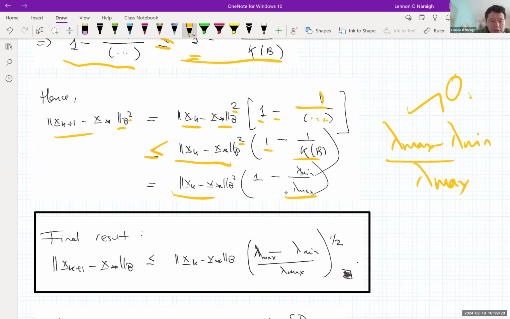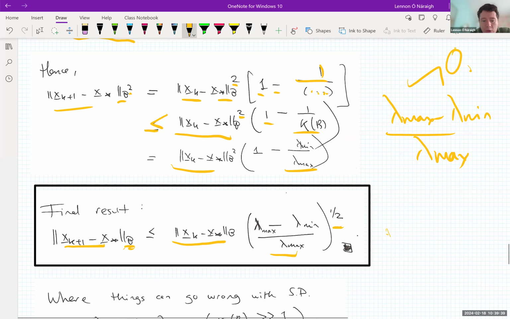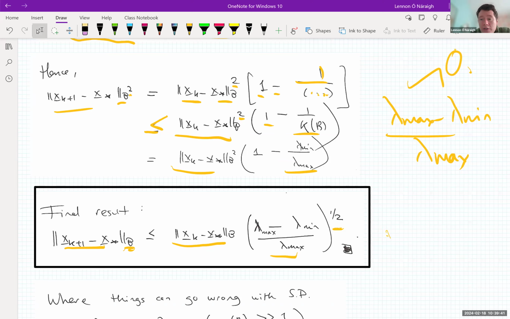And this gives me my final result. I just take square roots. So the B norm of xk plus 1 minus x star is less than or equal to the B norm of xk minus x star times this shrinkage factor. And the shrinkage factor is lambda max minus lambda min over lambda max to the half. So this is our key result that we've shown. So this is the convergence rate of the steepest descent method, and it's called a linear convergence rate.